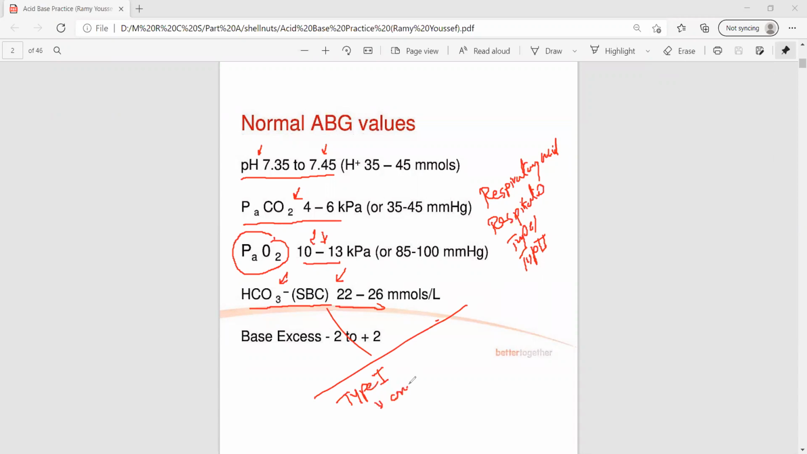has only one problem, hypoxia. Type 2 has two problems, hypoxia and hypercapnia. Okay? Clear?